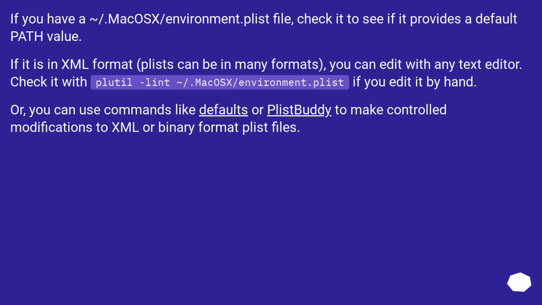If you have a ~/.MacOSX/environment.plist file, check it to see if it provides a default PATH value. If it is in XML format, plists can be in many formats, you can edit with any text editor. Check it with plutil -lint ~/.MacOSX/environment.plist if you edit it by hand. Or, you can use commands like defaults or PlistBuddy to make controlled modifications to XML or binary format plist files.